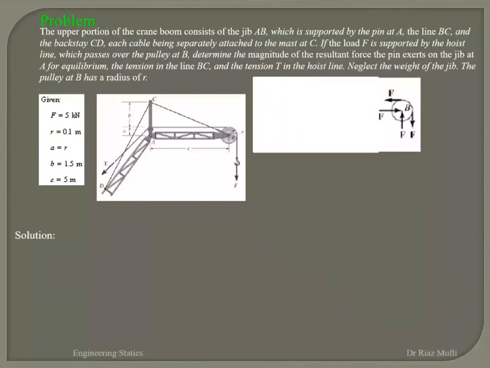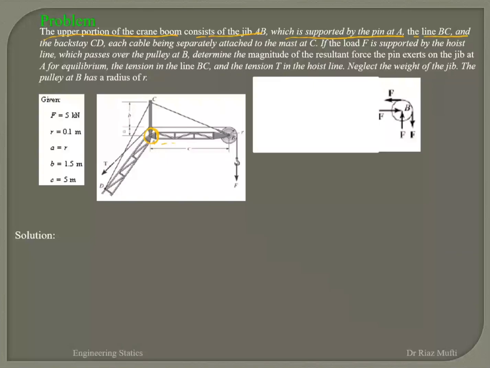What we've got here, the upper portion of the crane boom, I guess. The crane consists of a jib AB. Where's AB? Yeah, that's a jib AB. This one is AB, okay? Which is supported by the pin at A. So I've got a pin at A here.